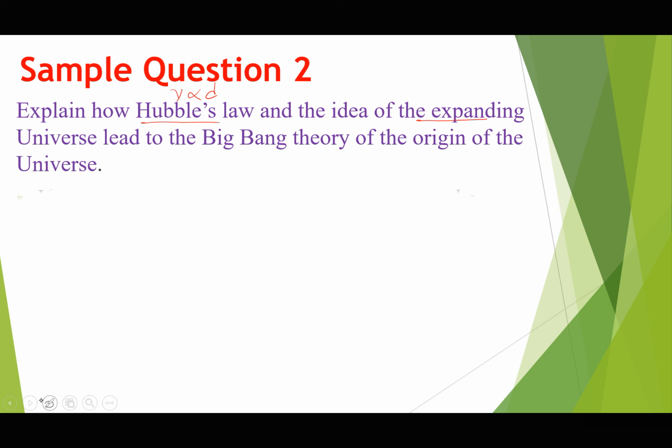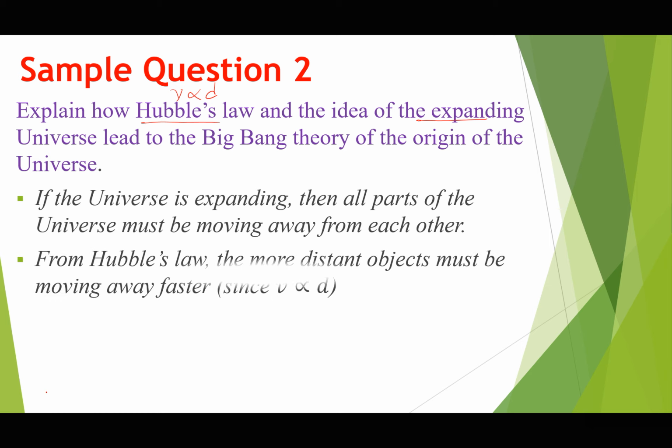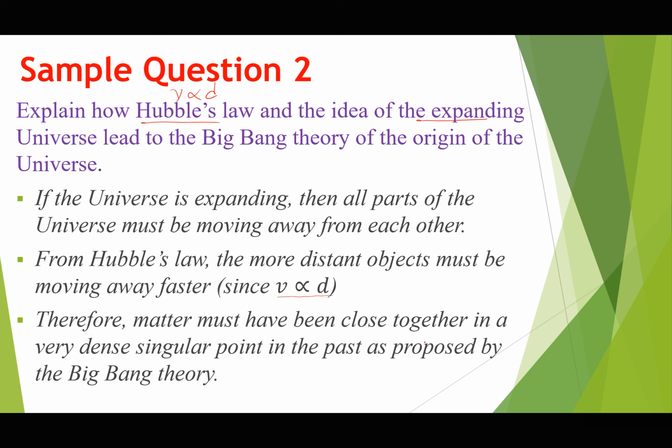So what I'm saying is very simple, that if the universe is expanding, then all parts of the universe must be moving away from each other. And from Hubble's law, the more distant objects must be moving away faster because v is directly proportional to d. And if they are moving away, then matter must have been close together in the past. Matter must have been close together in a very dense singular point in the past, as proposed by the Big Bang theory.